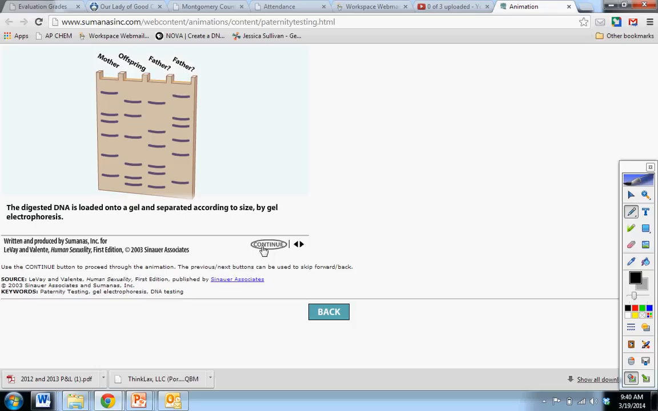How is the DNA separated? According to size. All right, so now we haven't determined dad yet. We haven't determined dad yet.